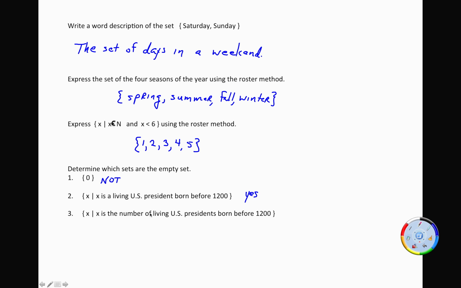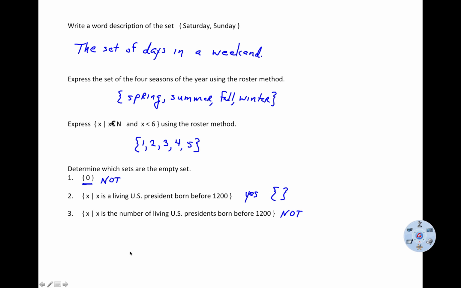Yes, empty. Now, notice the difference between this set and this set. The set of all x such that x is the number of living U.S. presidents born before 12. Well, the number of living U.S. presidents is represented by this set right here. The number is 0. So again, this set is not an empty set. But if it asks me to actually list the presidents, here would be my list. There would be none in there. It is the empty set. So be careful about the wording and these small little distinctions.